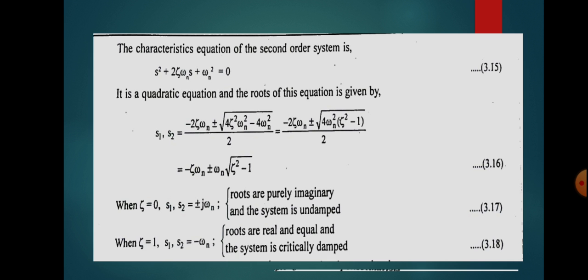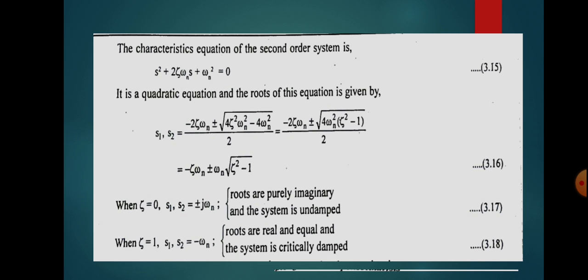That means roots are purely imaginary, right? Since there is a j term, roots are purely imaginary and the system is undamped. So that is the first case. You should remember this case, as you will be using these terms in the coming sessions. Roots are imaginary in the case of an undamped system. So you should learn it by heart.